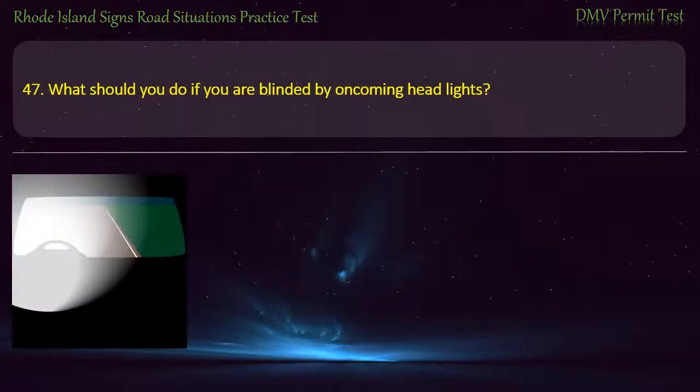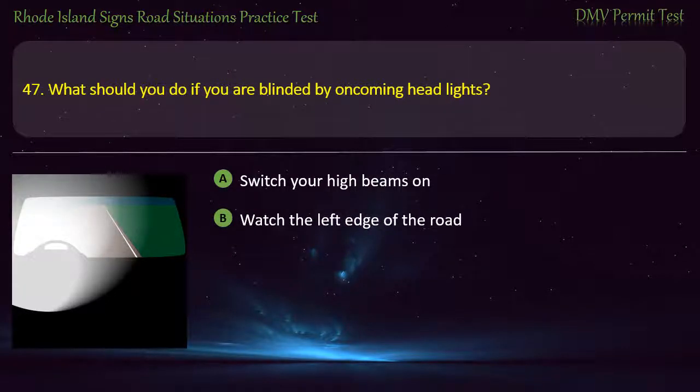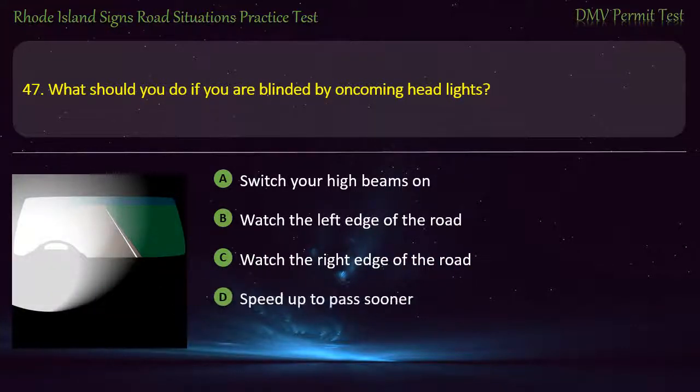Question 47. What should you do if you are blinded by oncoming headlights? Switch your high beams on. Watch the left edge of the road. Watch the right edge of the road. Speed up to pass sooner. Answer. Watch the right edge of the road.